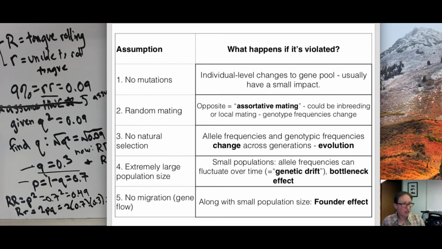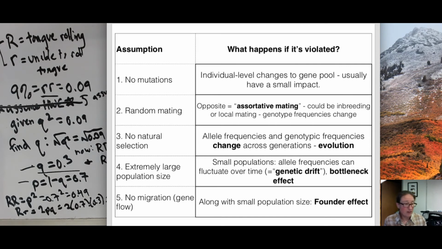How about the assumption of random mating? The opposite of this is something called assortative mating. So that would be something where, for this tongue rolling example, maybe the individuals who can roll their tongues don't reproduce with the individuals that can't roll their tongues. So they only mate with other individuals that are similar to them. If that happens, that can actually cause a real change in the genotype frequencies in a population, right? Moving away from this expectation here.